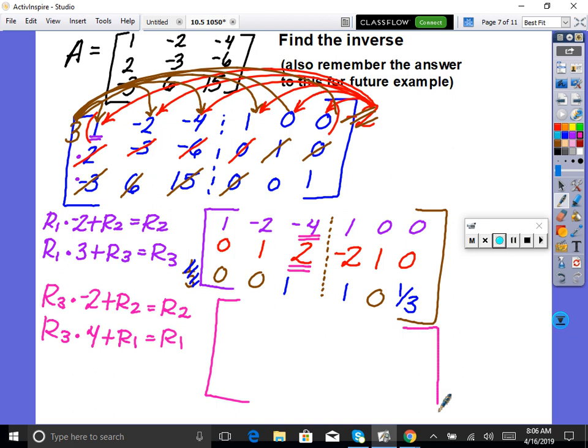So we're not changing row 3. We're changing row 2 and 1. So I'm going to write in row 3: 0, 0, 1, 1, 0, a third. Okay, let's go do this.